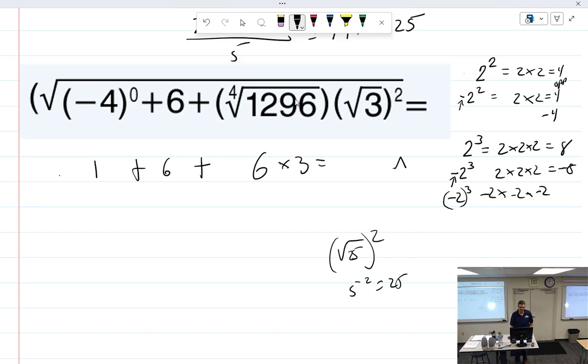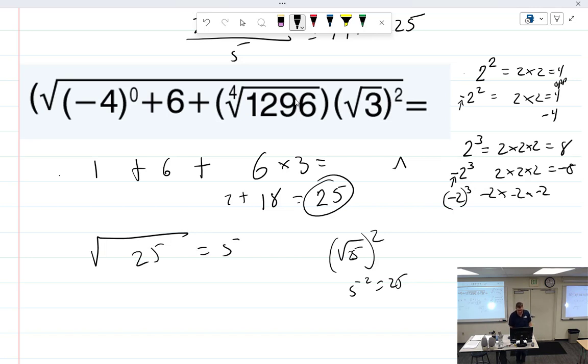equals, what do we get? Oh, 6 times 3 is... Don't forget the square root. I know, I was going to see if you guys are paying attention. 1 plus 6, 7. So it's 7 plus 18, which equals the square root of 25. And I bet 25 is an answer on there, but it asks what is the square root of that. And that is 5.